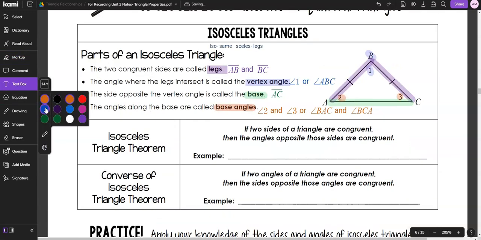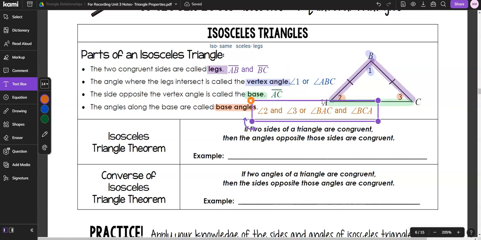Right? So one reason these very specific properties will help us is that if two sides of a triangle are congruent, then the angles opposite those sides are congruent. So what that tells us is that because segment AB and segment BC are congruent, then angles 2 and 3 are also congruent. So if the isosceles triangle theorem is true, then the converse of the isosceles triangle theorem is true. So if two angles of a triangle are congruent, then the sides opposite those angles are congruent.